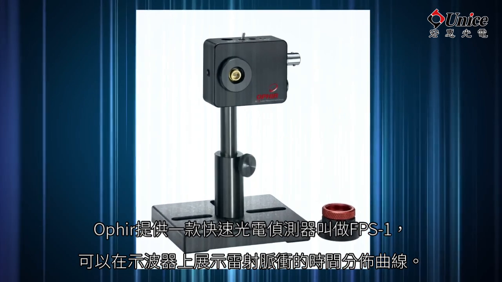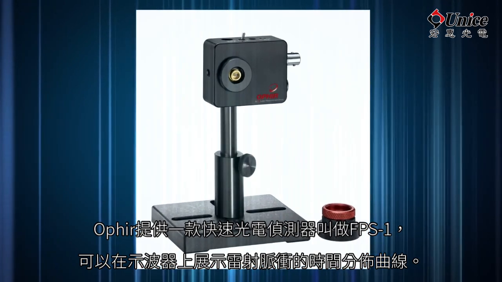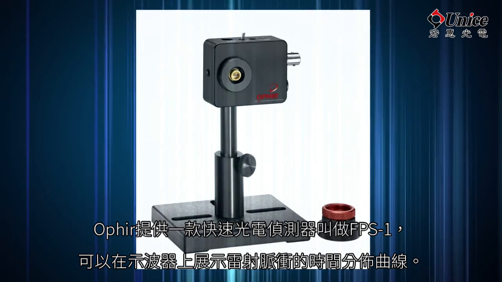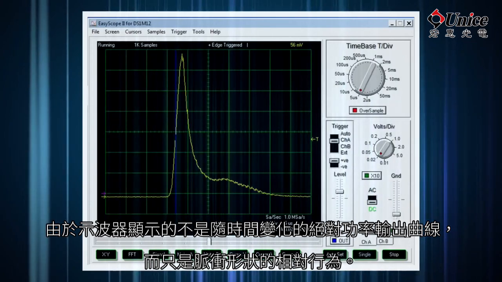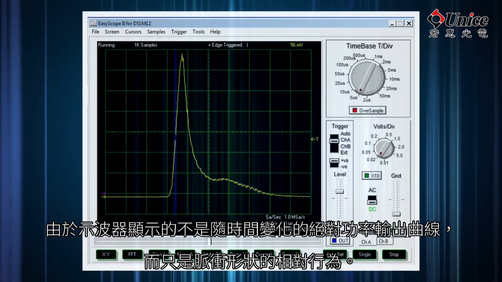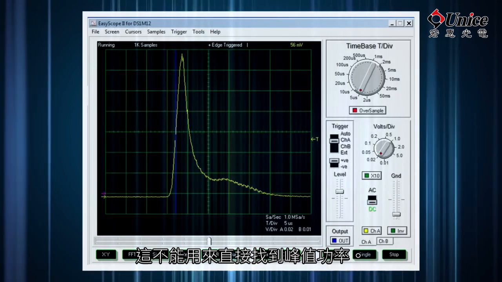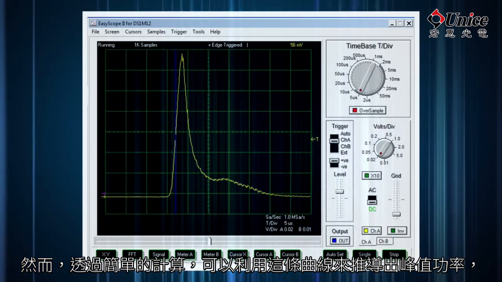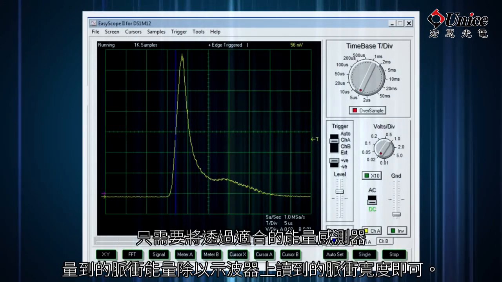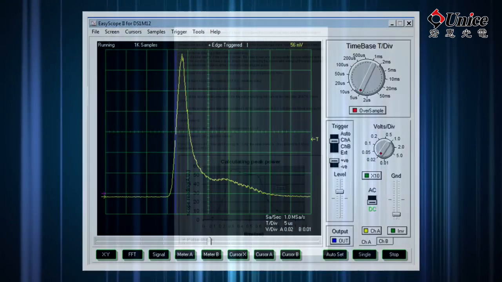How can one measure the peak power of a pulse? Ophir has a fast photodetector called the FPS-1, which can show you your laser pulse's temporal profile on an oscilloscope. Since the scope does not display a trace of absolute power output over time, but rather the relative pulse behavior and shape, it cannot be used directly to find the peak power. However, with a simple calculation, the trace may be used to derive the peak power of a pulse by simply dividing the pulse energy, measured by a suitable energy sensor, by the pulse width, taken from the scope.